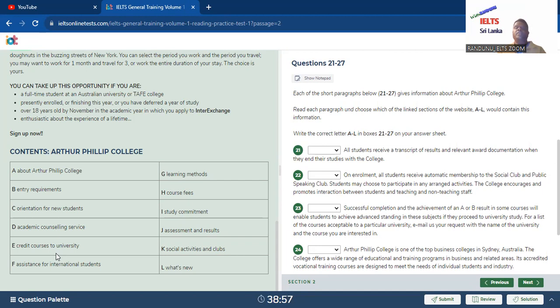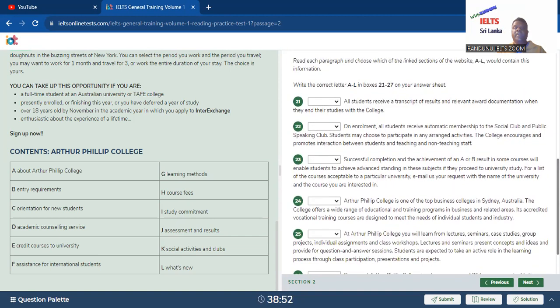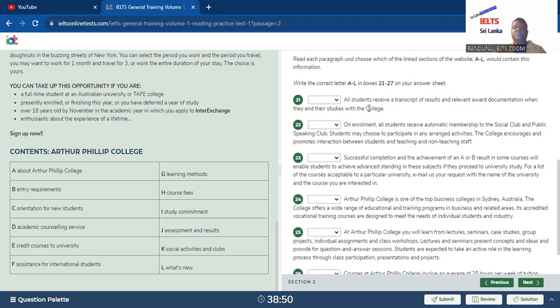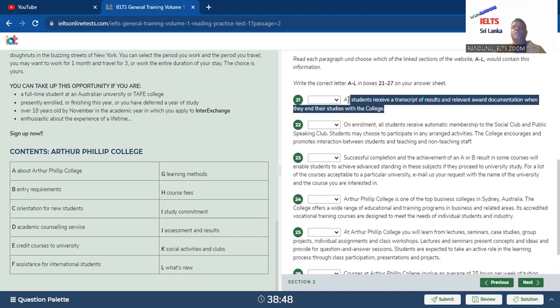Now read number 21 and tell me which one is the most appropriate section in the website for this one. Sometimes you don't need to read everything. Whenever you read the first 2, 3 words itself, you can understand what it talks about.